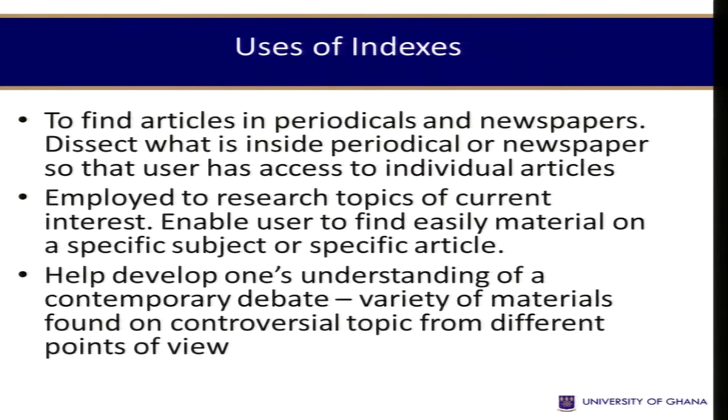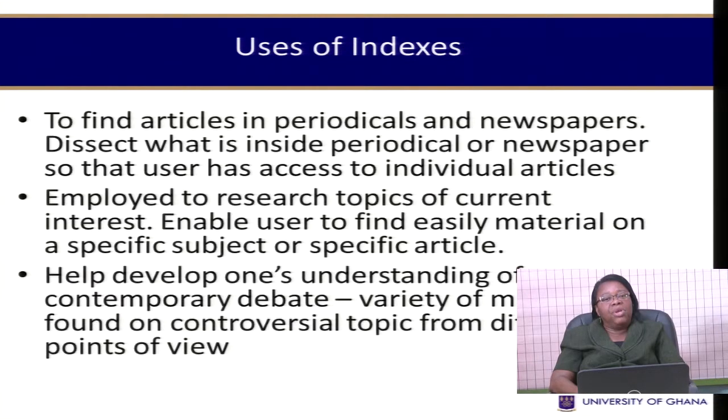Uses of indexes. Apart from book indexes, we have what we call periodical indexes, newspaper indexes, pamphlet indexes. There are several types of indexes. Now, for newspapers and periodicals, the usefulness of indexes is to help them dissect exactly what is found within that particular newspaper or that particular periodical. Note that we said a library catalog lists materials, but the library catalog will not list individual materials found in the periodical or the newspaper. That assignment, that work, that publication goes into what we call a periodical index or a newspaper index.